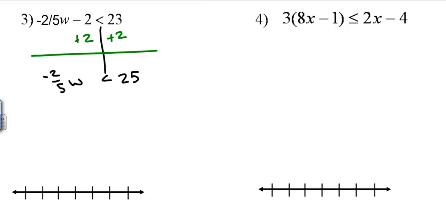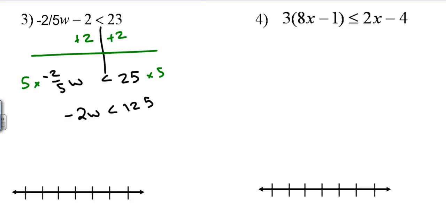One way to do it, what I often do is say, okay, I'm dividing by 5, so how do I get rid of dividing by 5? I multiply by 5. But if I do it on the left, I got to do it on the right. So this is negative 2w is less than 25 times 5, which is 125.